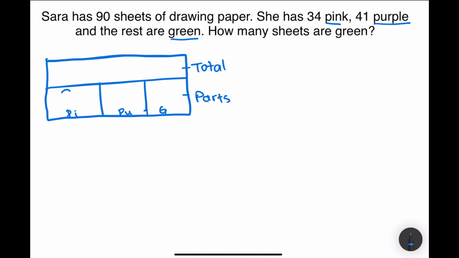So there are 34 pink pieces of paper, 41 purple pieces of paper, and the rest are green. So then the next question, do you know the whole? Do you know the total? Yes or no?